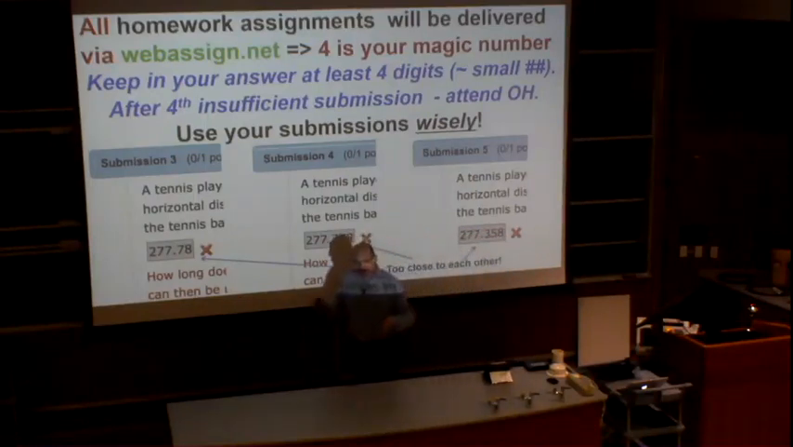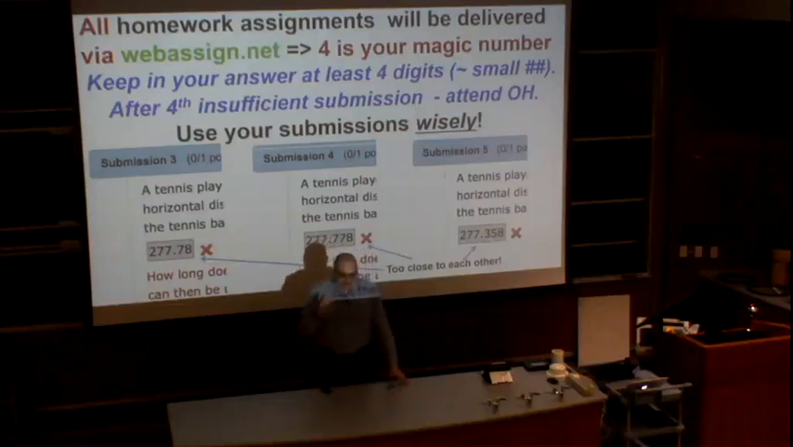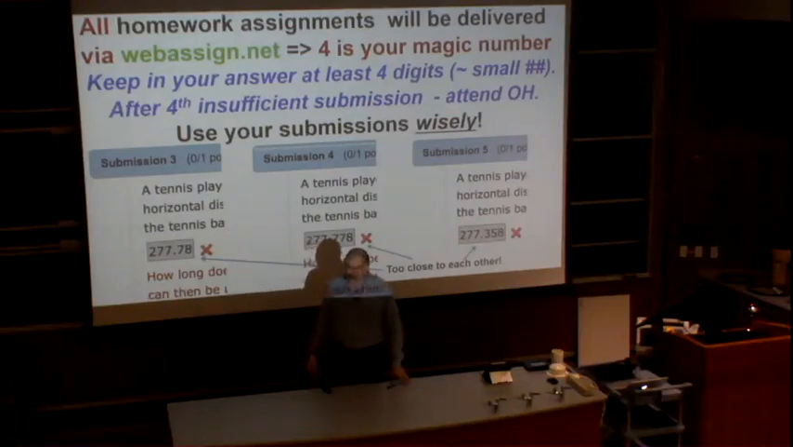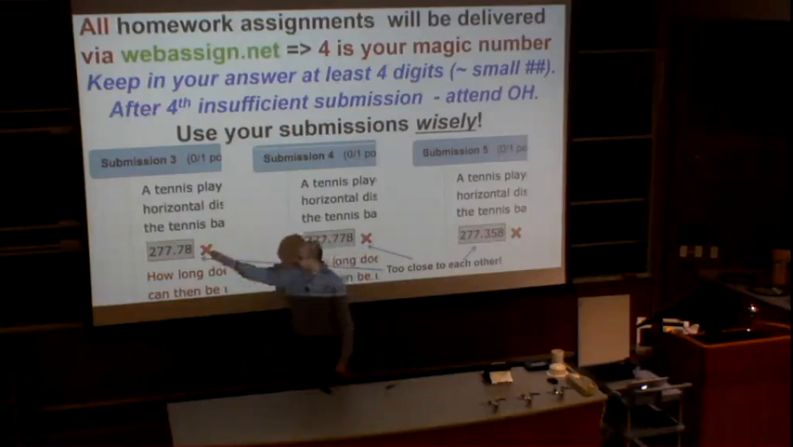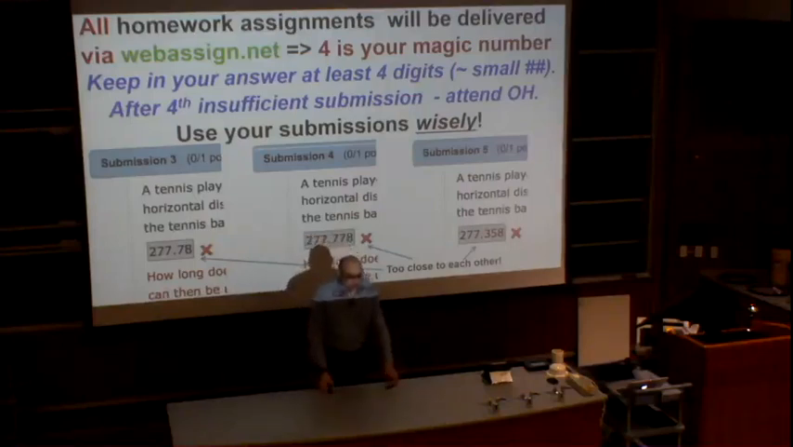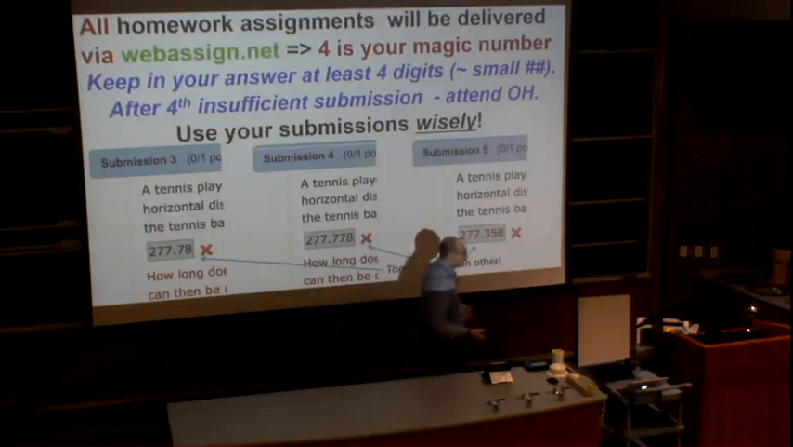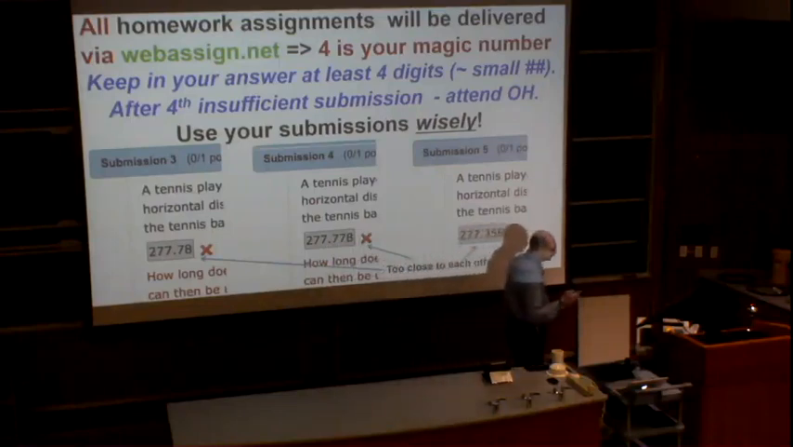277, it's about 300. What is 4% of 300? 300 divided by 100, 3 times 4, 12, rounded up to 10. So the correct answer is at least 10 units away from it. Trying to fiddle with digits doesn't help. So this student just lost 2 submissions for nothing.